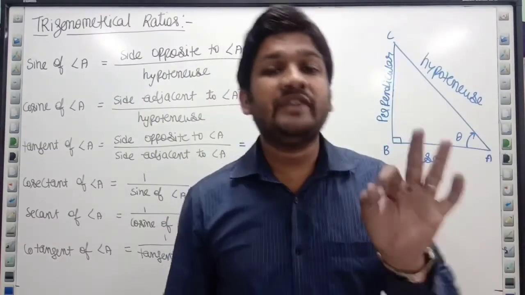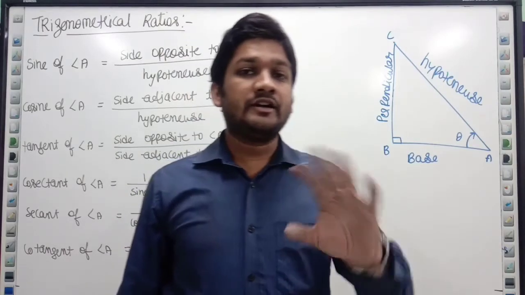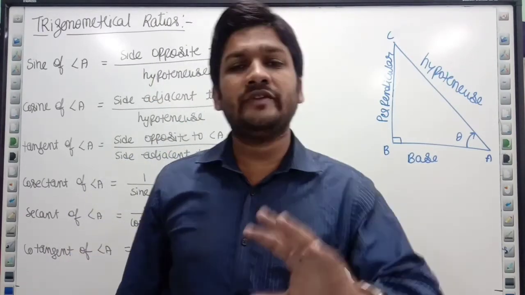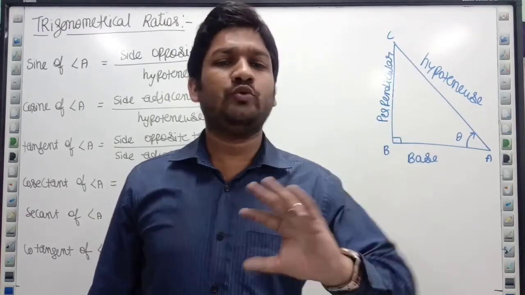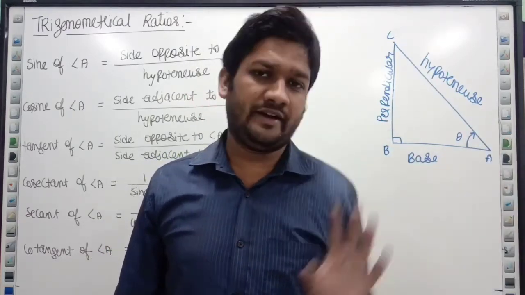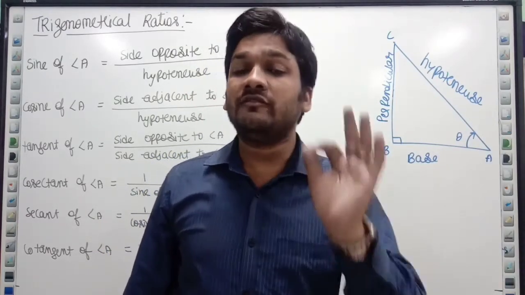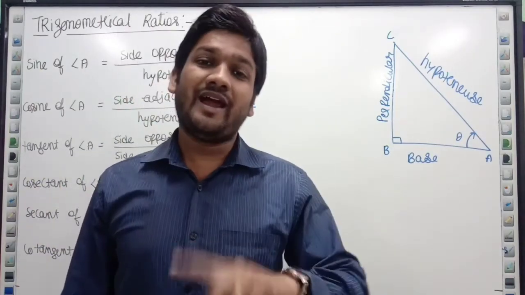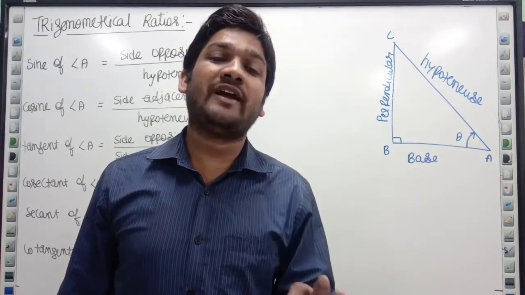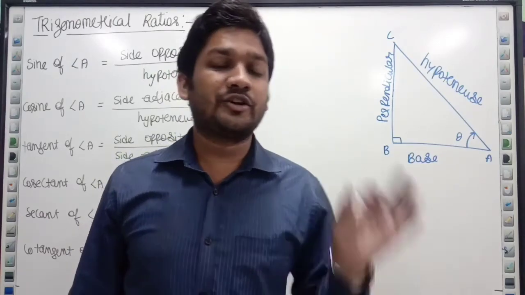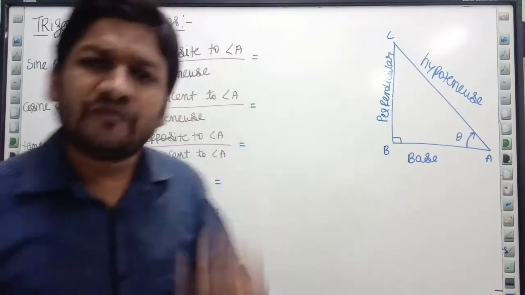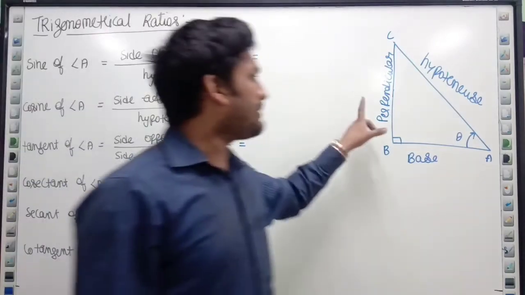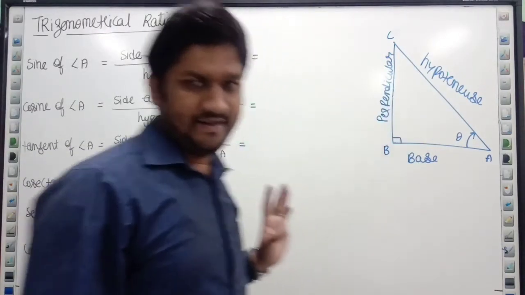Right, in this chapter we are going to discuss trigonometrical ratios for acute angles. For other angles also we can do it, but in this chapter we will do it for 0 to 90 degrees. Also we will be calculating the values of trigonometrical ratios at some specific angles, and based on this we will be finding some trigonometrical identities. Now the first thing is trigonometrical ratios.